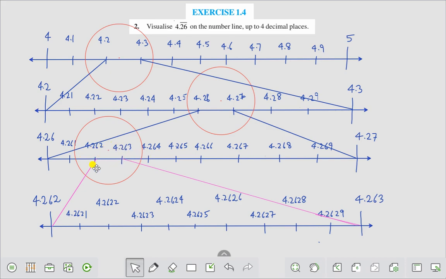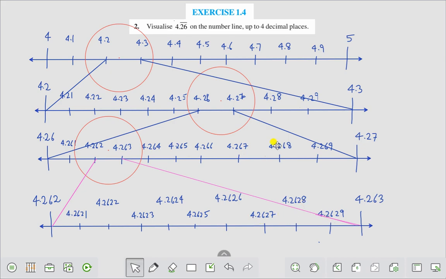If we again magnify this one, that is 4.262 and this is 4.263 and divide into 10 equal parts, then we are getting 4.2621, 4.2622, 4.2623, 4.2624, 4.2625, 4.2626. This one 4.2627, 4.2628, 4.2629.